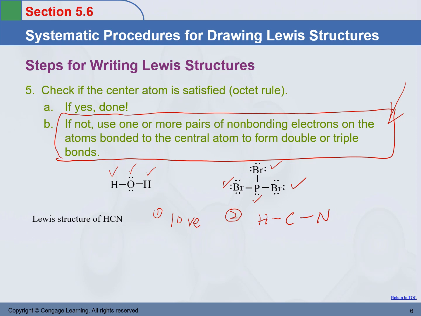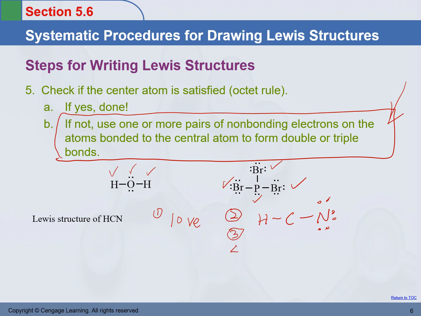Step number 3, satisfy the outside atoms. Ignore the center atom. Outside atom, hydrogen needs 2. Hydrogen has 2 right now, so don't do anything. Nitrogen needs 8 electrons: 1, 2, 3, 4, 5, 6, plus the bond, 8. All right, this is the end of step number 3.